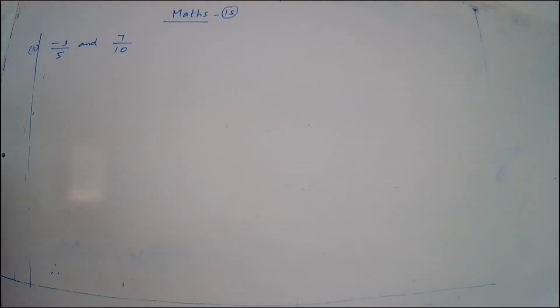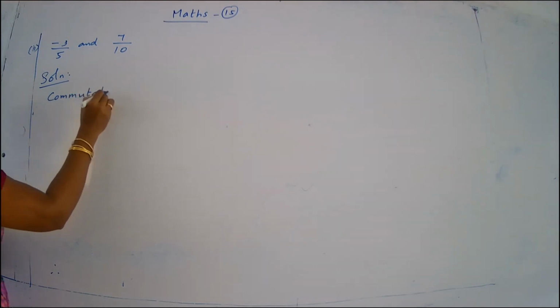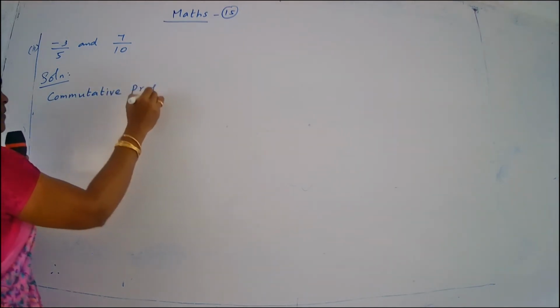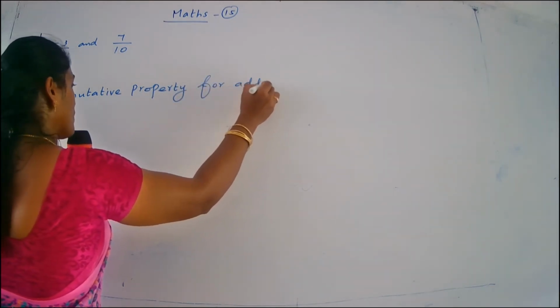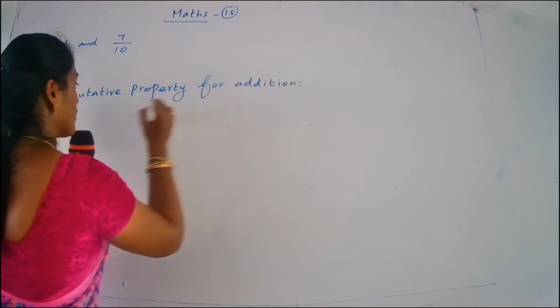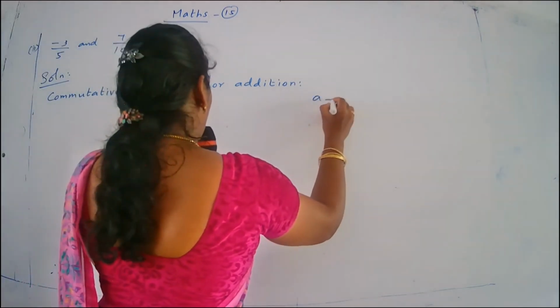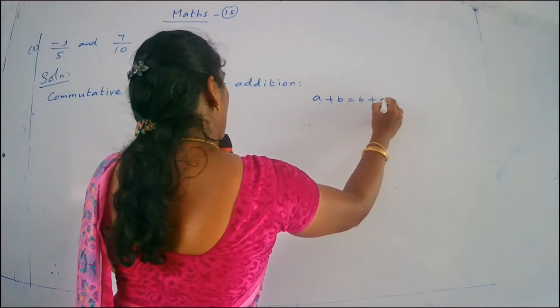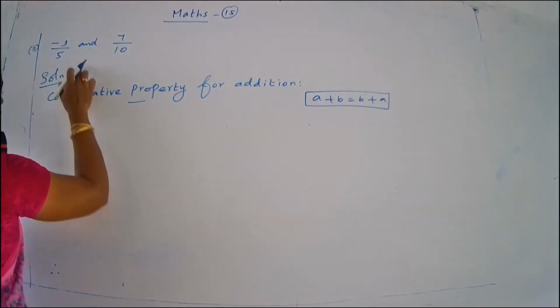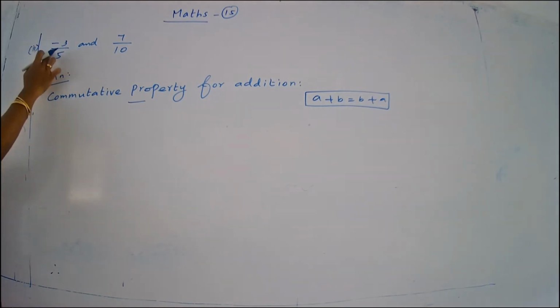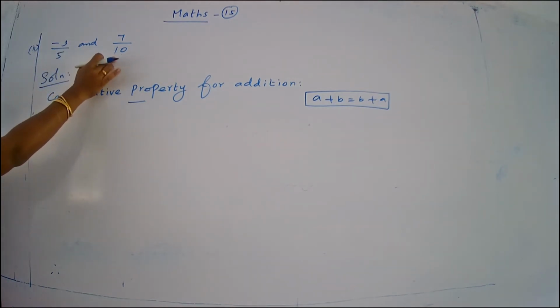Okay, children? So first of all, you verify commutative property for addition. What is the rule? A plus B is equal to B plus A. Okay, children? Now you check that here A is equal to minus 3 upon 5 and B is equal to 7 upon 10.